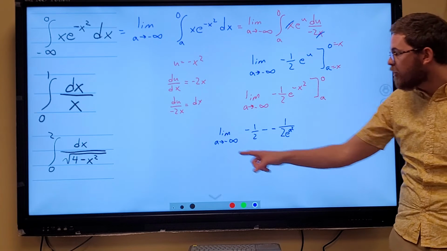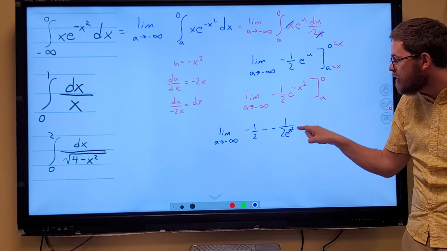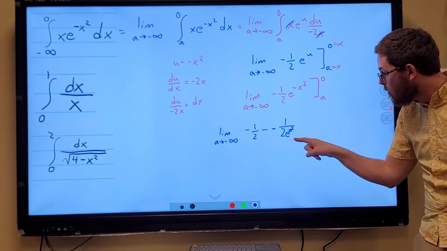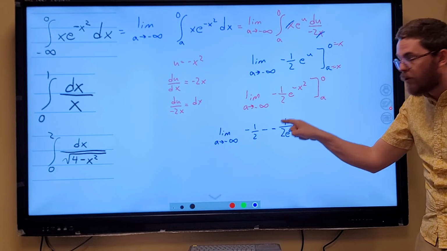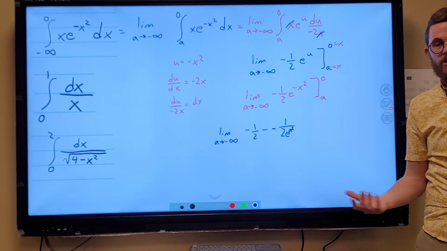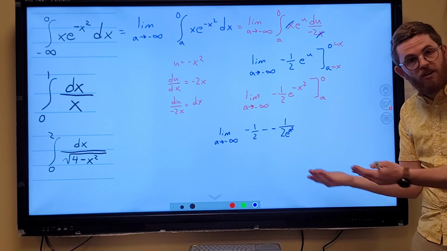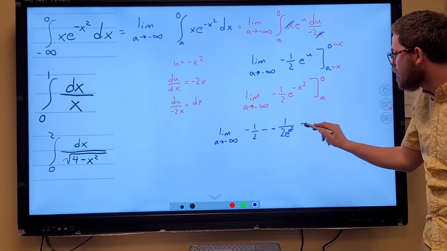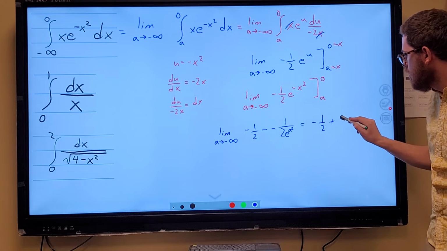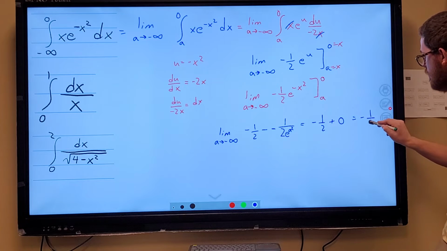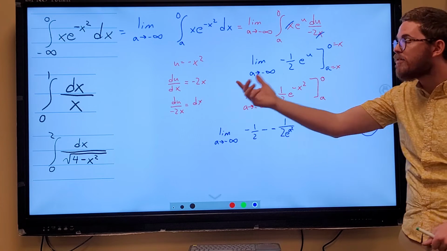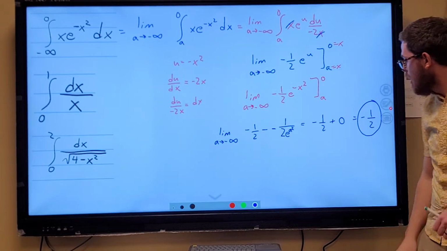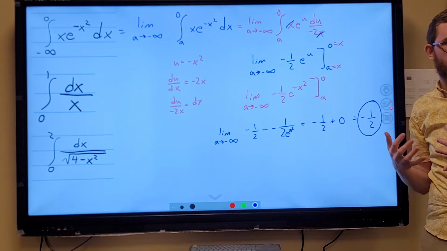So now, when we take our limit to infinity, negative infinity squared, still infinity, e to the infinity on the bottom, this whole term becomes 0. It's not undefined. It's infinity on the bottom is 0. So we have negative 1/2 plus 0. And so this converged, even though we were trying to find all of the area going to negative infinity, it did converge to a finite amount.